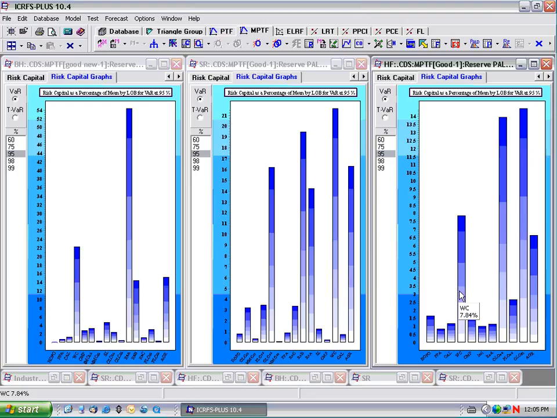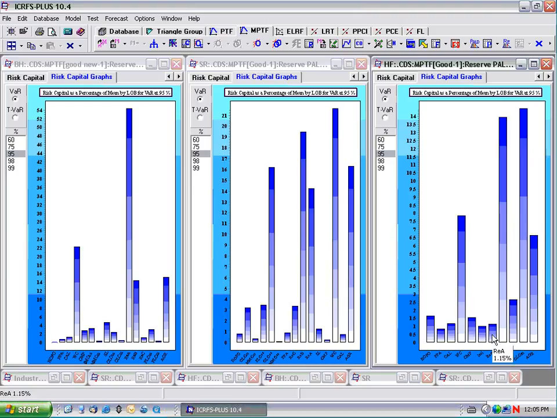Workers' comp is 7.84% here. That's Hartford, 21% for Swiss Re, and workers' comp here is 22%. So in terms of risk capital, it's interesting, they're very similar. But what about REA? REA here is 54%. REA there is 14% only. Big difference.